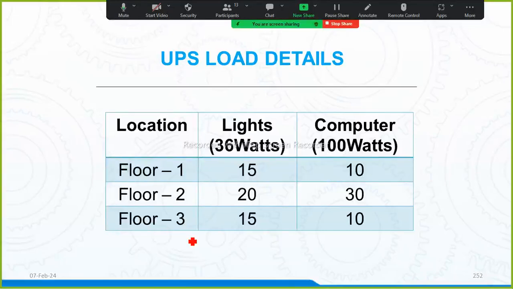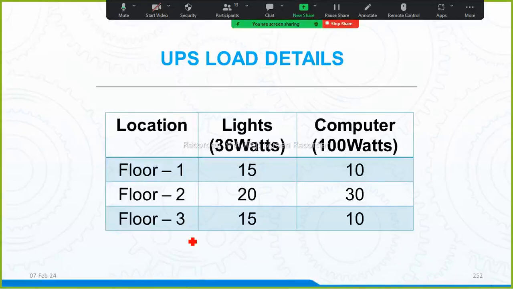First floor, there are 15 lights, which are of how much wattage? 36 watts. And there are 10 computers, which are of 100 watts, because for a normal socket the wattage is 100. So that is a normal socket. So I have taken 10. Floor 2, there are 20 lights of 36 watts, and there are 30 computers of 100 watts. Floor 3, 15 lights of 36 watts and 10 computers of 100 watts.